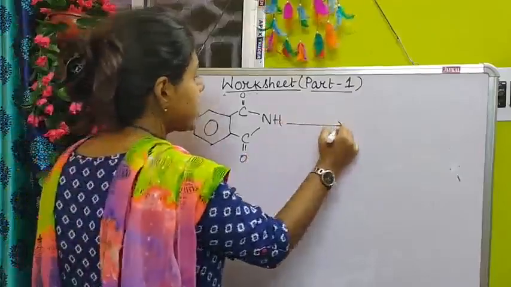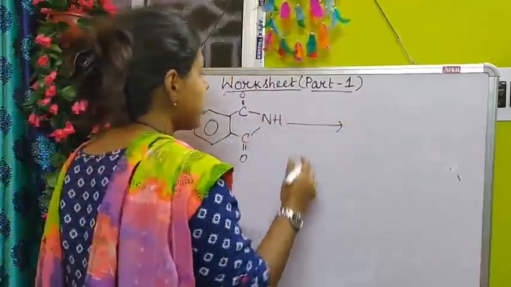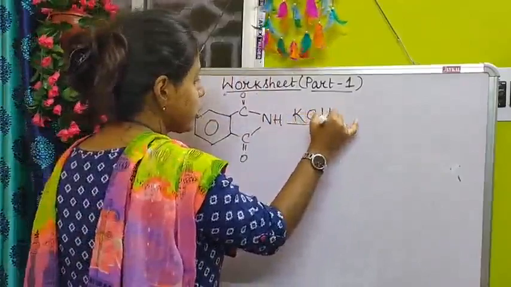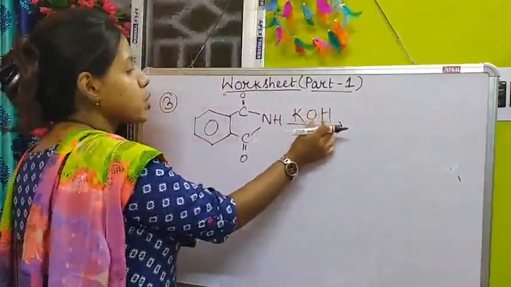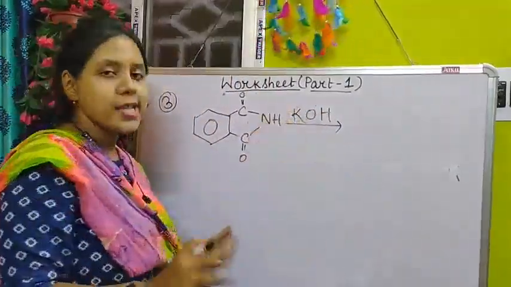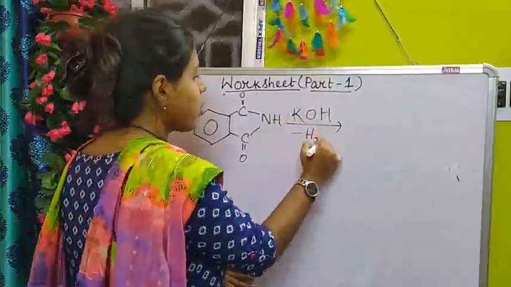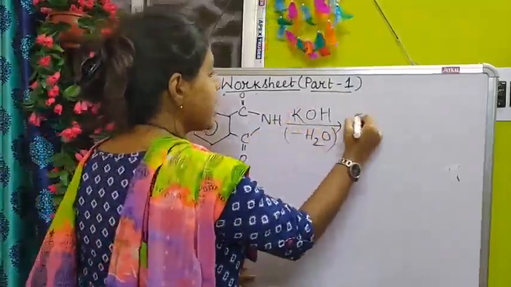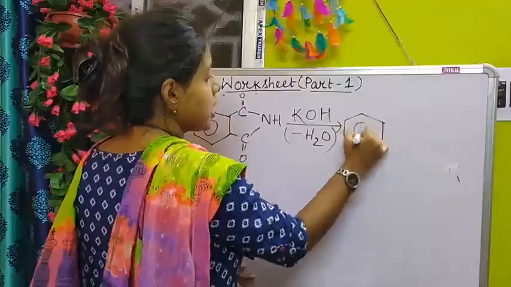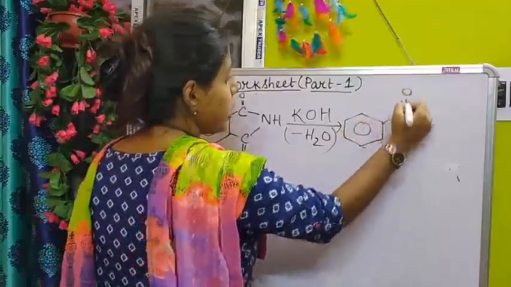After that you add an alkaline medium, like KOH. From here H plus and OH minus will be removed as water, minus H2O, and here we get the potassium salt of phthalimide.